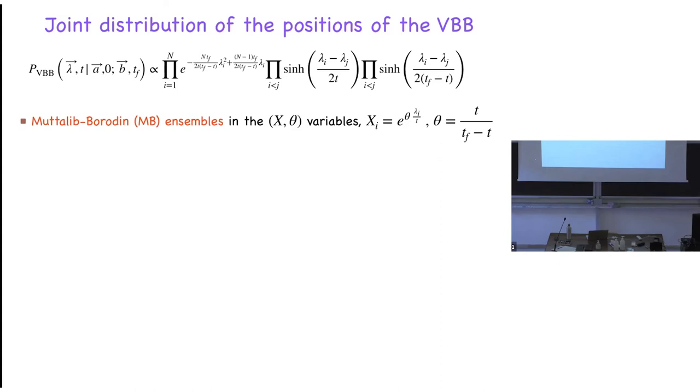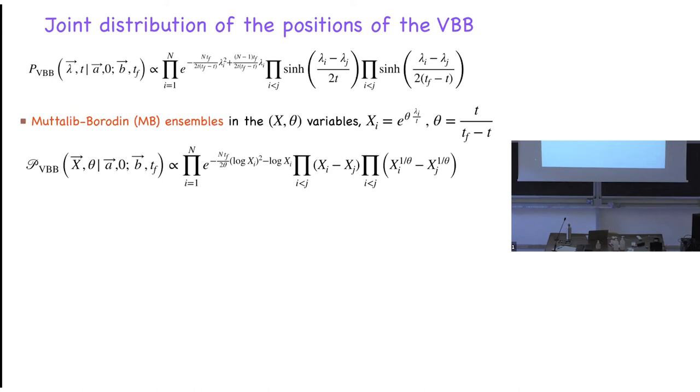So essentially, it's quite non-trivial to see, but tau is the equivalent of time, and xi is basically the exponential of the lambda i's. And if you rewrite this distribution in terms of these variables, now you have something which many of you have probably seen before. You indeed have two Vandermonde determinants here, but in general, they come with two different parameters theta here. So this is the parameter one over theta for this Muttalib-Borodin ensemble.